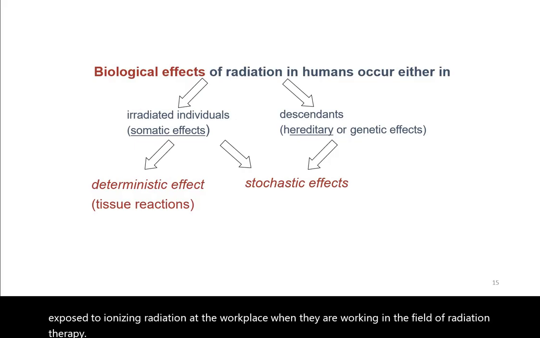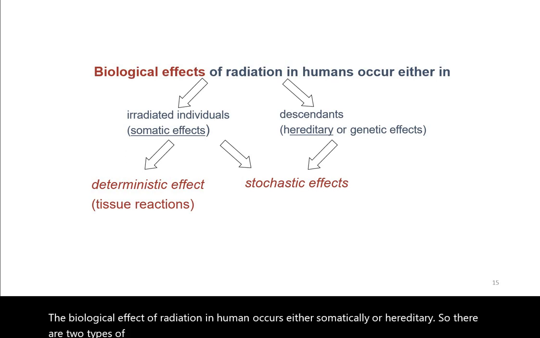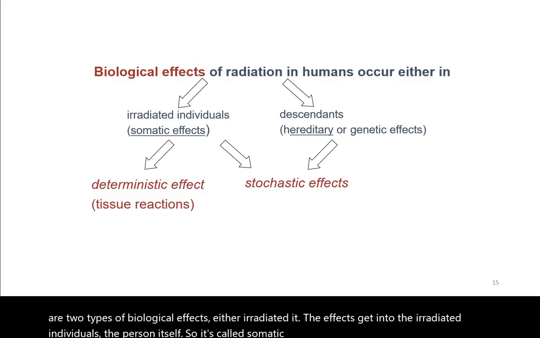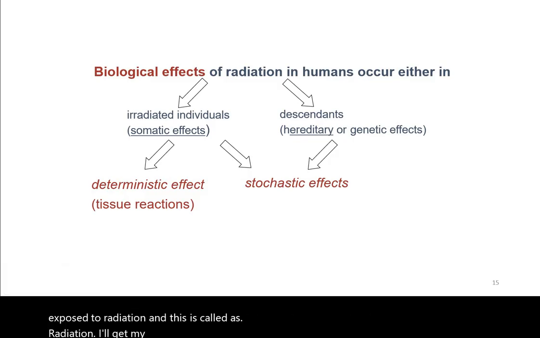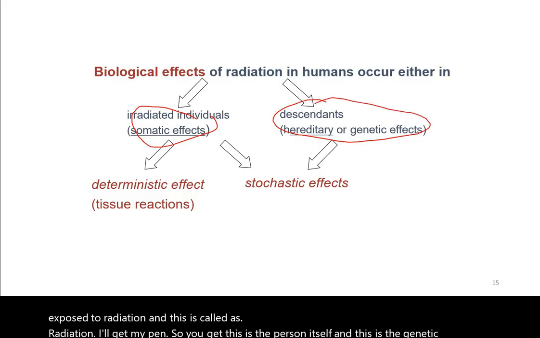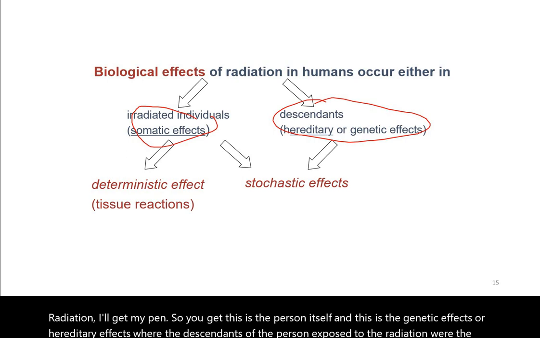All right, now the biological effect of radiation in humans occurs either somatically or hereditarily. So there are two types of biological effects. Either the effects occur in the irradiated individual, the person itself, so it's called somatic effects, or in the descendants of the individual exposed to radiation, and this is called genetic effects or hereditary effects, where the descendants of the person exposed to the radiation are the ones who suffer from the biological effects.